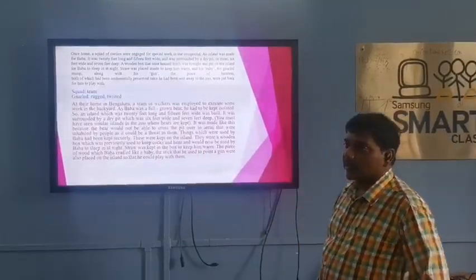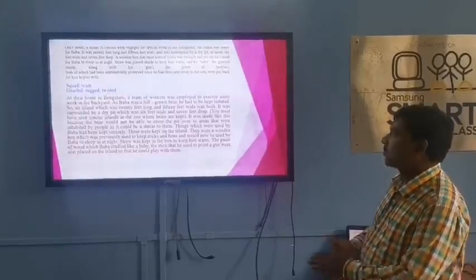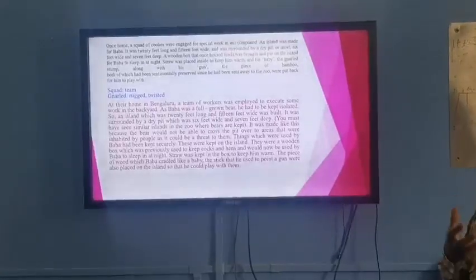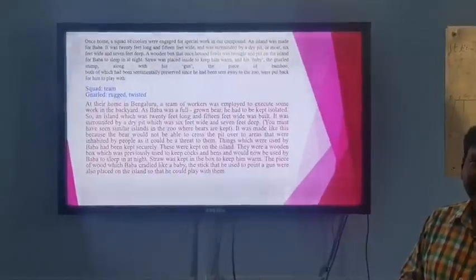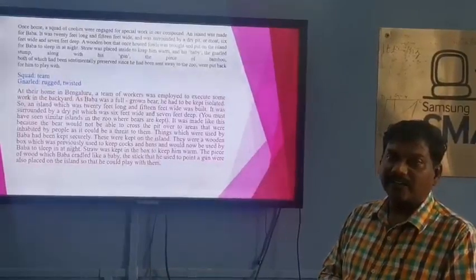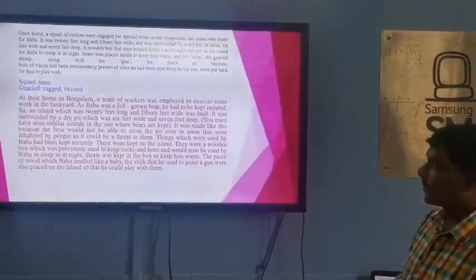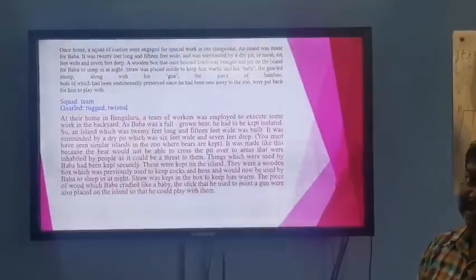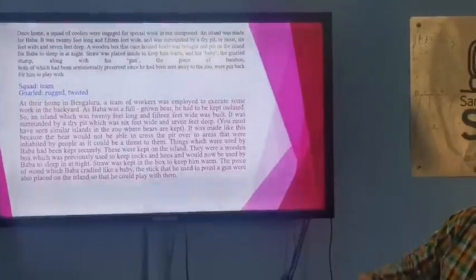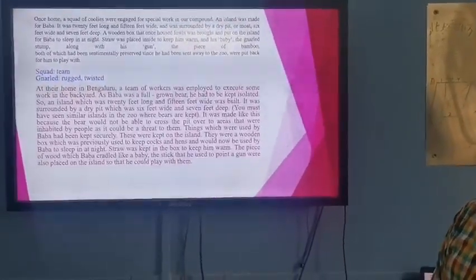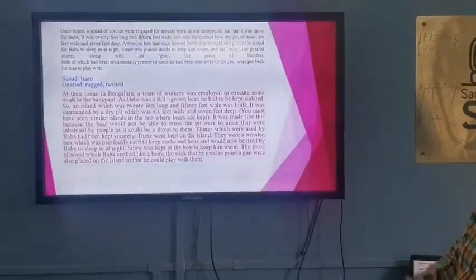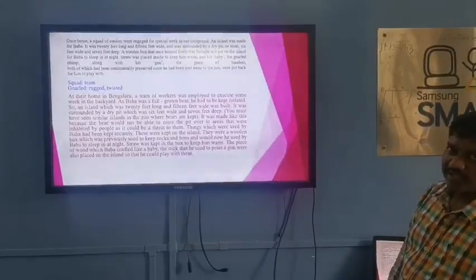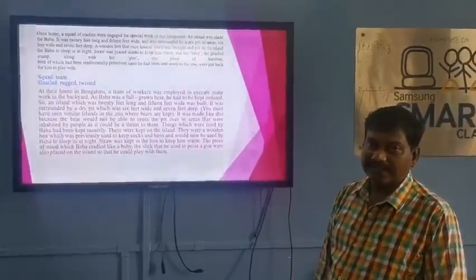And this para is also important for explanation. So try to understand. At their home in Bangalore, what arrangement was made for his safety and for his enjoyment? We have to see. In their home, a team of workers was employed to execute some work in the backyard because Baba was to be housed. Therefore, a team was deployed. And as Baba was a full-grown bear, he had to be kept isolated. So a precautionary measure was taken.